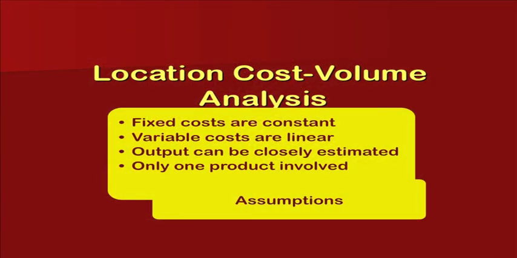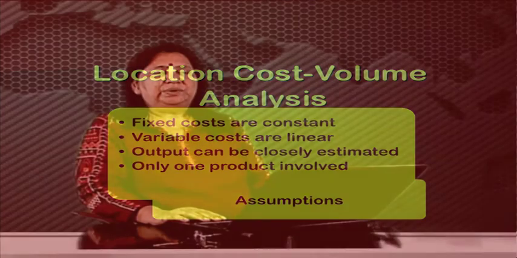Location cost volume analysis focuses on these assumptions: fixed costs are constant, variable costs are linear, output can be closely estimated, and only one product is involved. You can only calculate the best cost if your product is only one, that is, for each product you can calculate, and then you can see that the variable costs are linear. As you increase the operation, the variable cost is going to change, whereas fixed cost is going to remain constant.